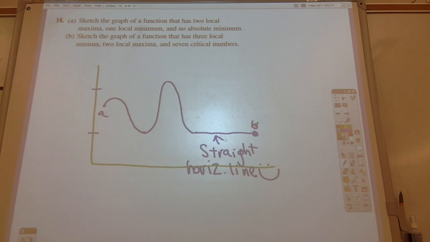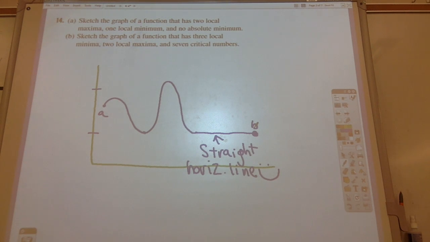Well, now, wait a second. There's no absolute minimum because there's no one set value that's lower than another. So here's one thing that I should have said prior to you drawing the picture. You can have more than one absolute maximum and absolute minimum, because they can be the same value. So you can have two absolute minimums. You can't draw it, it's undrawable.